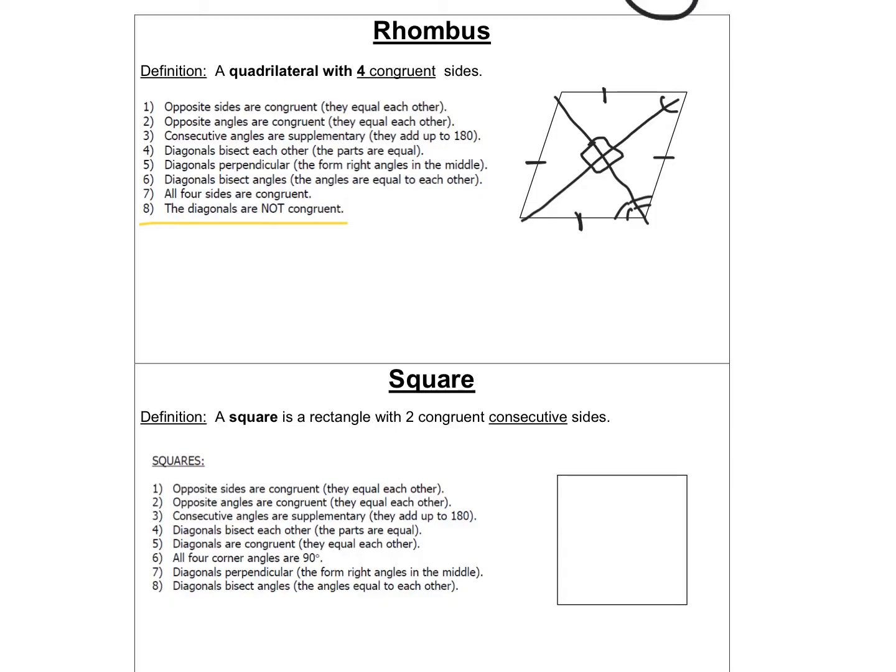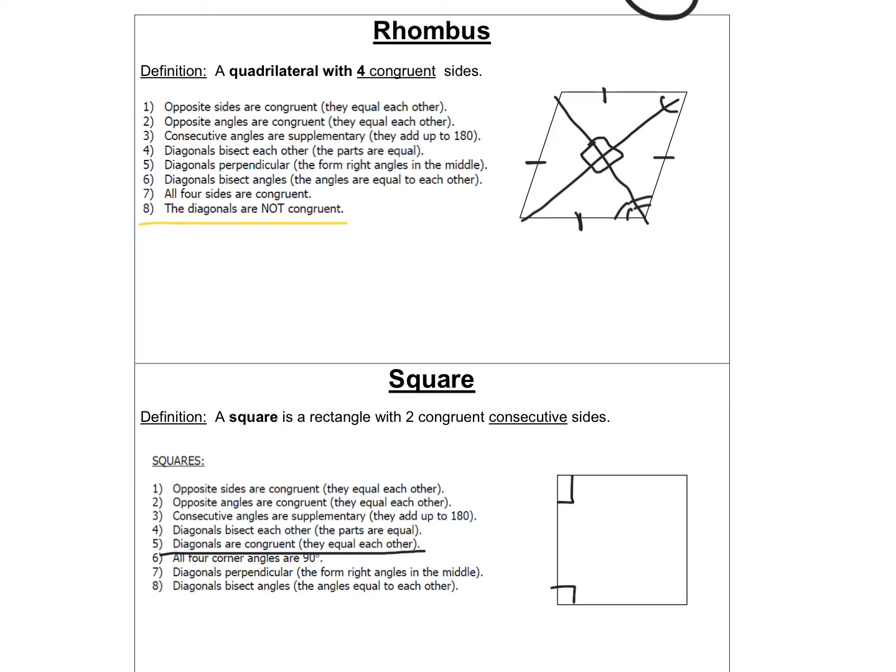So for the square, it's probably the one that we know the most properties about. All the properties for a parallelogram are going to be true for a square. So the opposite sides are congruent, the opposite angles are congruent, the consecutive angles are supplementary. The diagonals bisect each other. That means the parts of each of the diagonals are equal. The diagonals are congruent in a square. Okay. All four corners are 90 degrees.